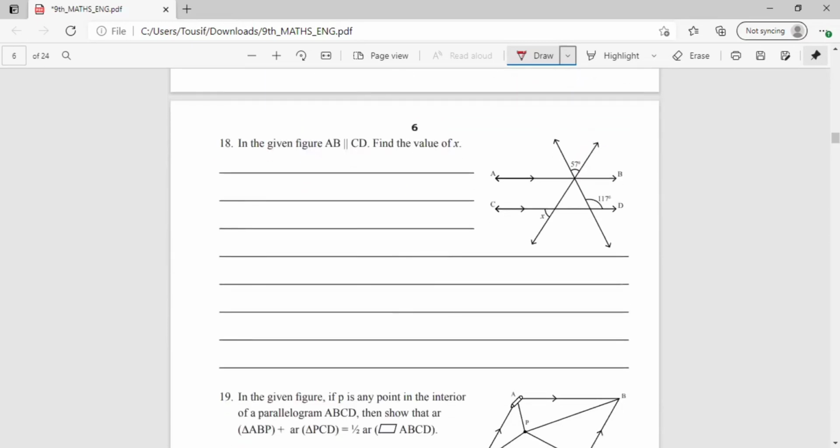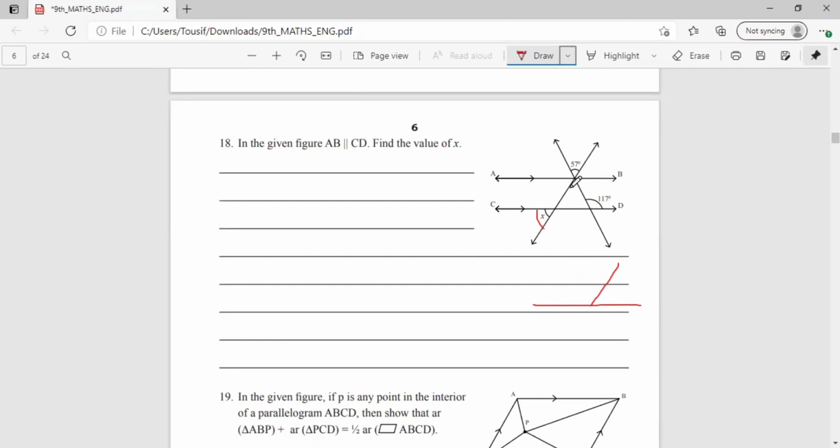Here in this question, they are asking us to find the value of x. They say that AB is parallel to CD. Before starting, let us give a bit of introduction to some of the properties, like the linear pair of angles property as well as the vertically opposite angles property.